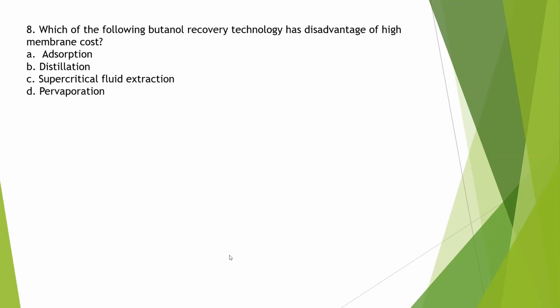So I got three answers. So the correct answer is D, pervaporation. In this, a membrane is used for extraction of butanol. So the correct answer is D.